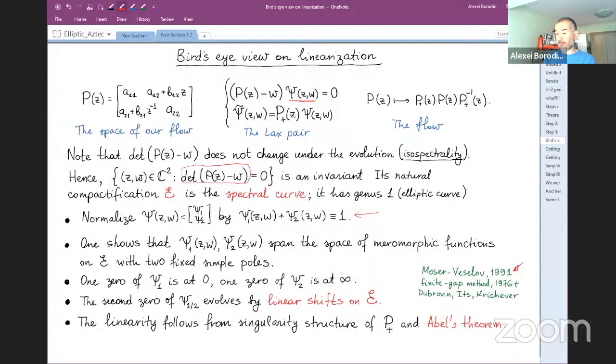Now, the idea of the linear flow on the zeros of the Baker-Akhiezer function, of course, goes back to the finite gap method. And that's what Moser and Veselov were following in the discrete time situation. And vector valued Baker-Akhiezer functions were first, to the best of my knowledge, considered by Dubrovin, Matveev, and Novikov in the mid-70s.